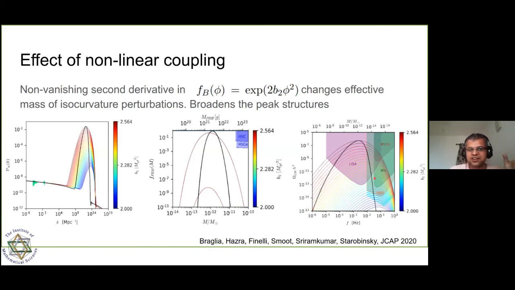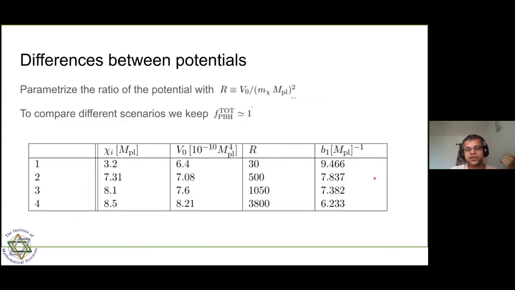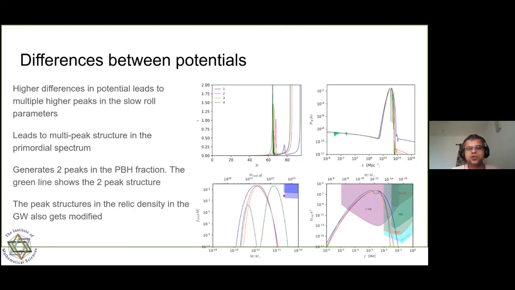So this is the effect of the nonlinear coupling. If you change the ratio of the potential V0, which is the potential for the phi field, and m chi, which is the mass of the second field, if we denote it as R and we test different values of R, as you can see, we are using 30, 500 and up to 3000 values of R, and we plot the quantities.